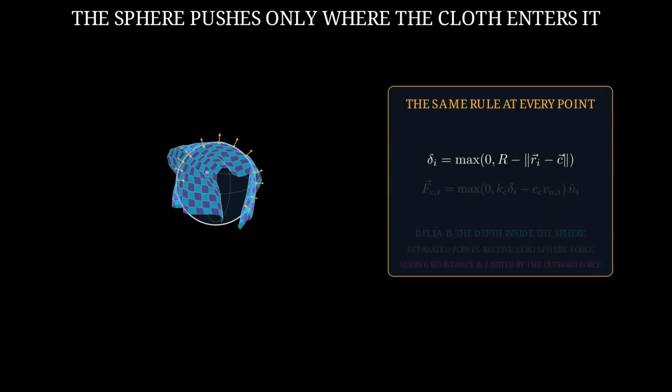Every cloth point receives gravity and the forces from its spring connections. A point receives one additional force only when it enters the sphere's contact layer. Delta means the point's depth inside the sphere. The contact force pushes outward along the sphere's local normal. Its stiffness term grows with depth, and its damping term resists inward motion. A separated point has zero depth, so the sphere exerts no force on it. Contact also resists sliding, but that sideways resistance is capped at 70% of the outward force. The cap prevents this model from supplying unlimited grip.